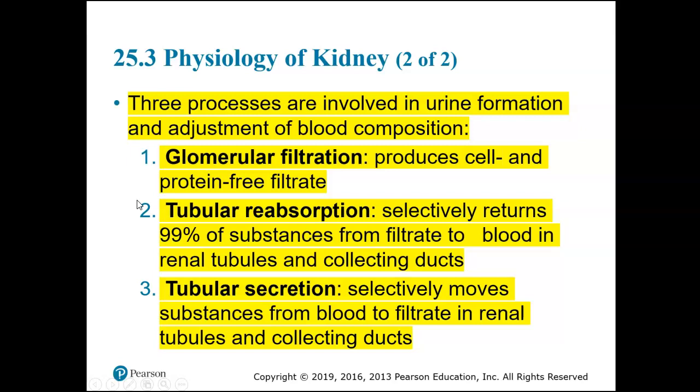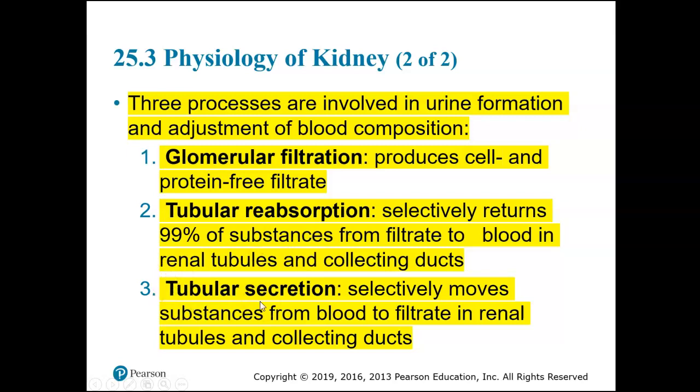There are 3 processes involved in urine formation. They are glomerular filtration, which happens in the glomerulus, and tubular reabsorption, which primarily happens in the PCT, or proximal convoluted tubule. This is selective reabsorption of 99% of the substances from the filtrate back into the blood, including glucose. All of the glucose that was filtered is going to be put back in the blood.